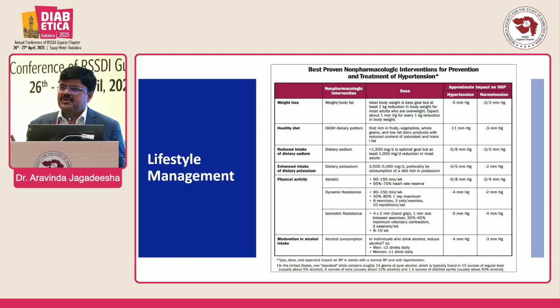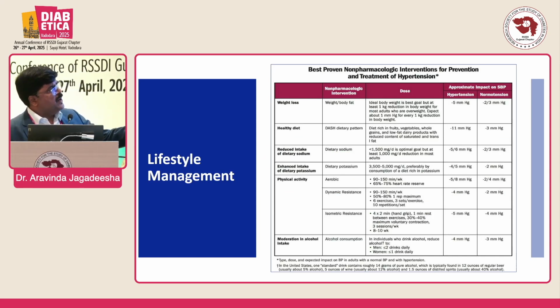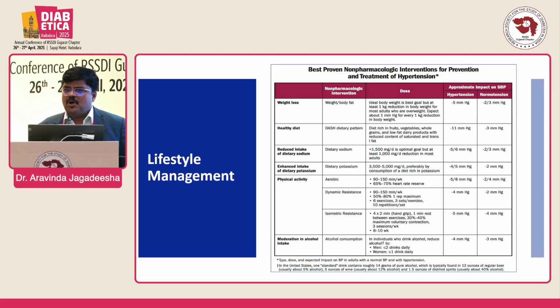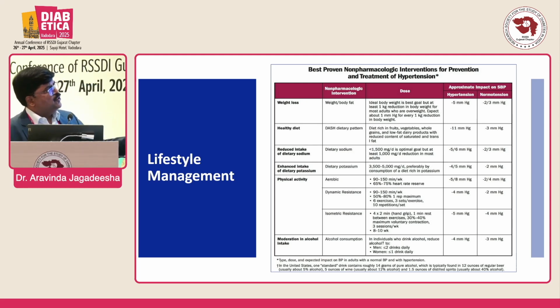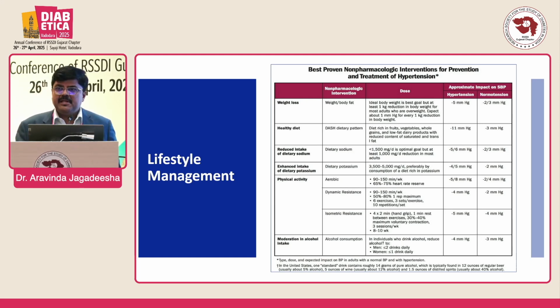After all these drugs, we always think the bottom line is lifestyle modification for all the patients concerned with weight loss. A healthy diet, that is the DASH diet, the stop hypertension diet, where we have so many parameters you have to consider: sodium restriction, potassium restriction, and most important, physical exercise, aerobic exercise, dynamic resistance, isometric resistance, and also moderation in alcohol intake. So all these parameters have to be done.